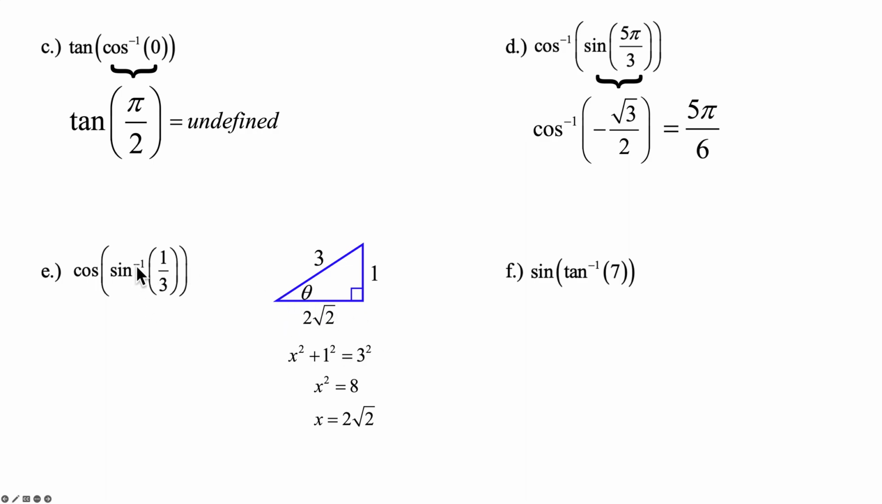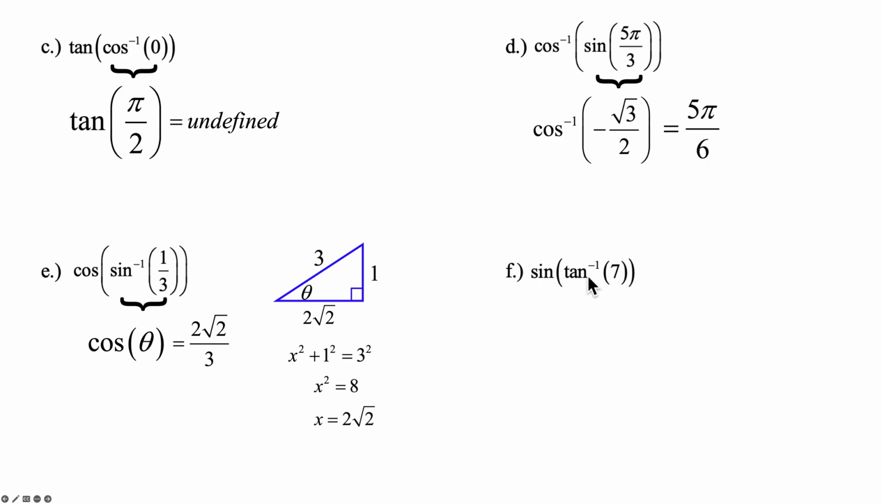So now, inverse sine of 1/3 generates a theta reference right triangle. There it is. Using that theta as your reference angle to find cosine, that would be adjacent over hypotenuse, 2 square root of 2 over 3. There's my answer.